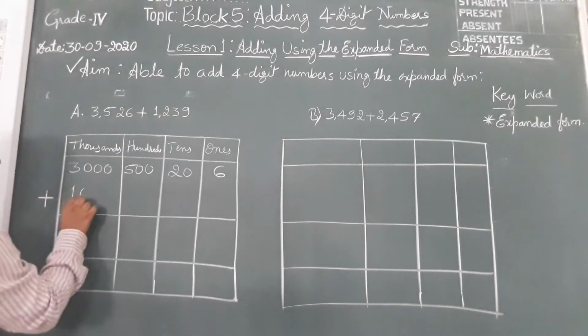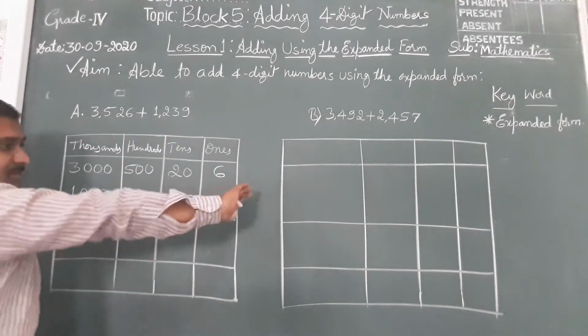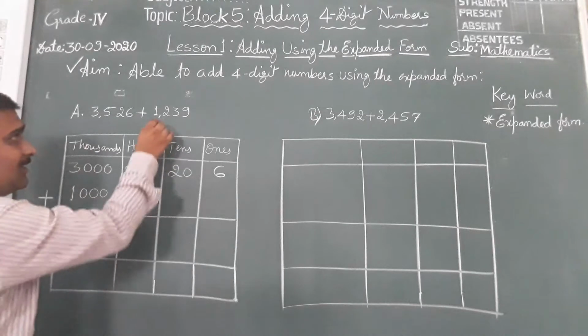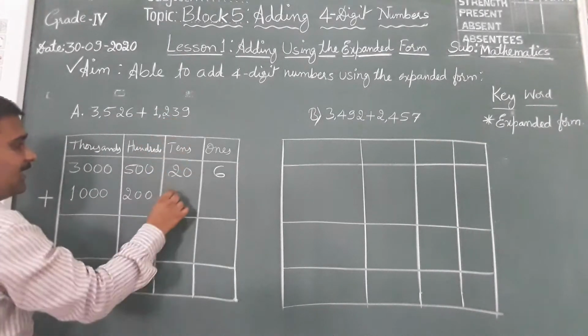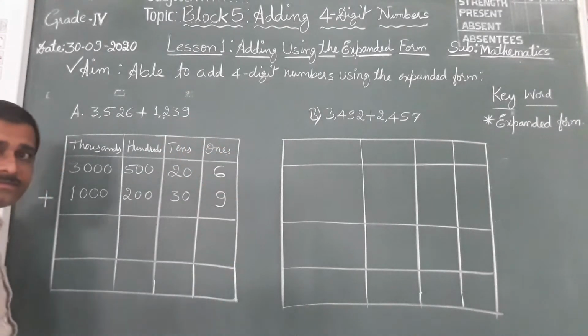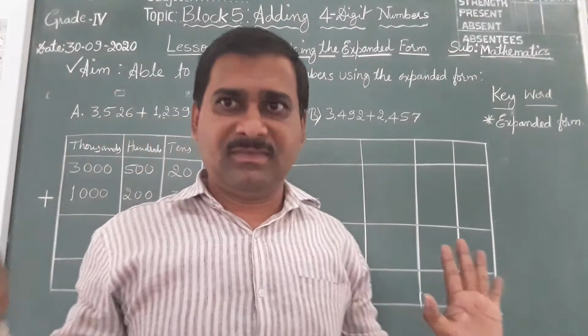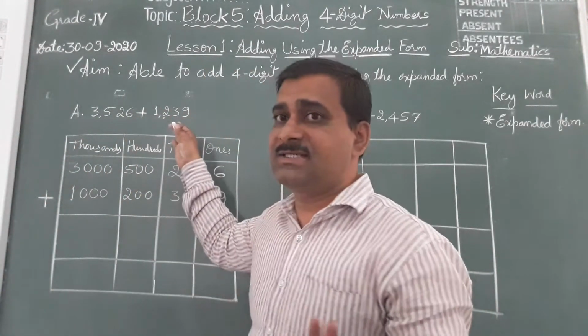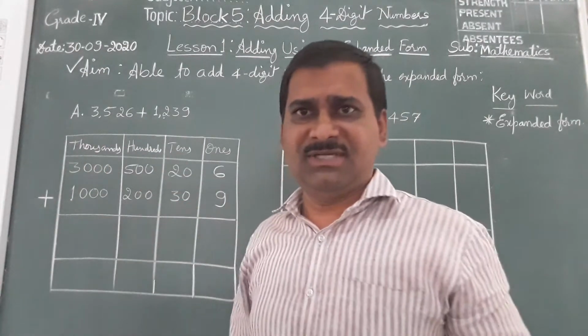The second number is what? 1000. You can start from this side or from that side, but you should write it correctly. 200. 30. 9. Now the expansion is done. For the given numbers we have expanded. Let us add. Simple, no?